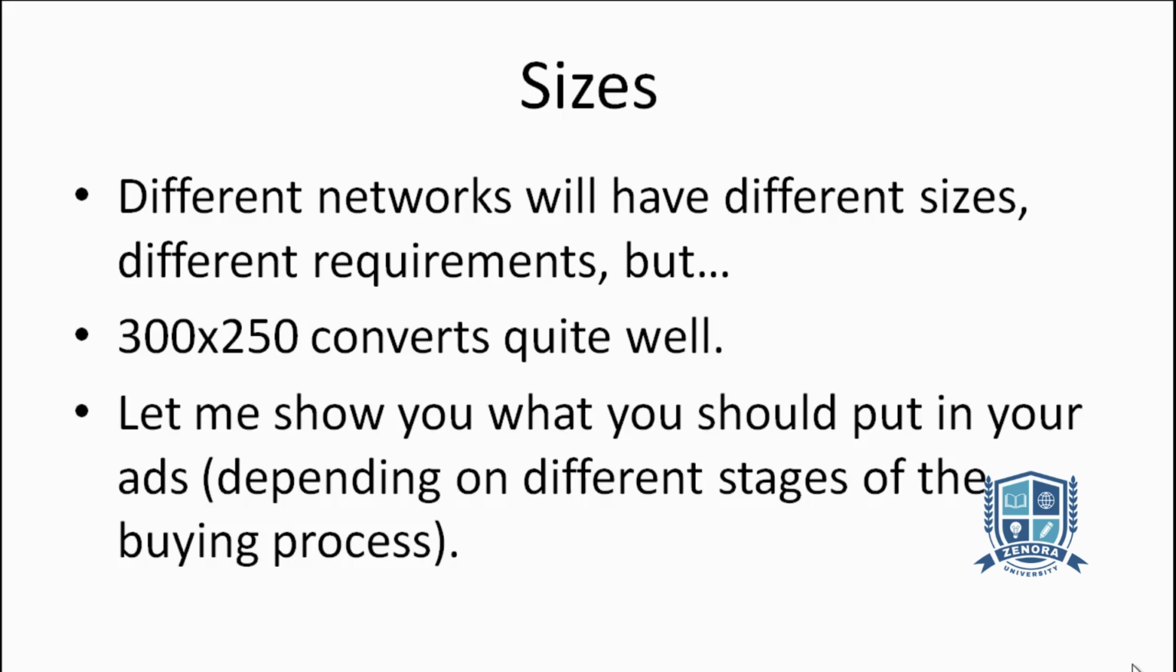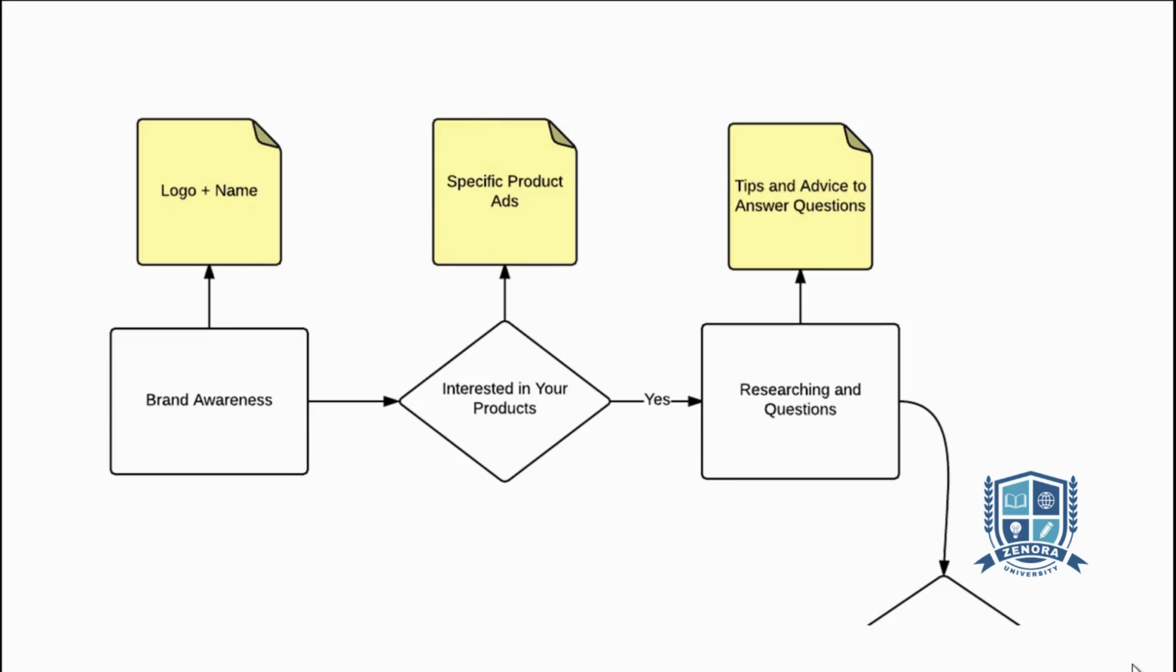Let me show you what you should put in your ads so that you don't really have to think about this too much. Depending on the different stages of the buying process that somebody is in, this is what you want to do. So I split it up into two different sections. The first section is going to include brand awareness, interested in your products, and of course, researching and asking questions.